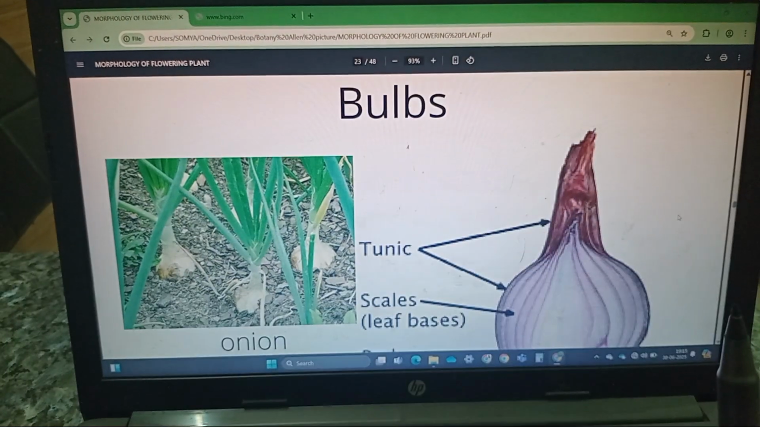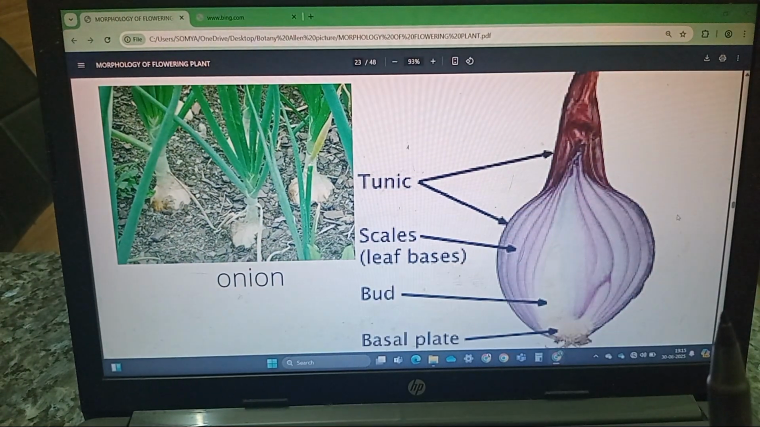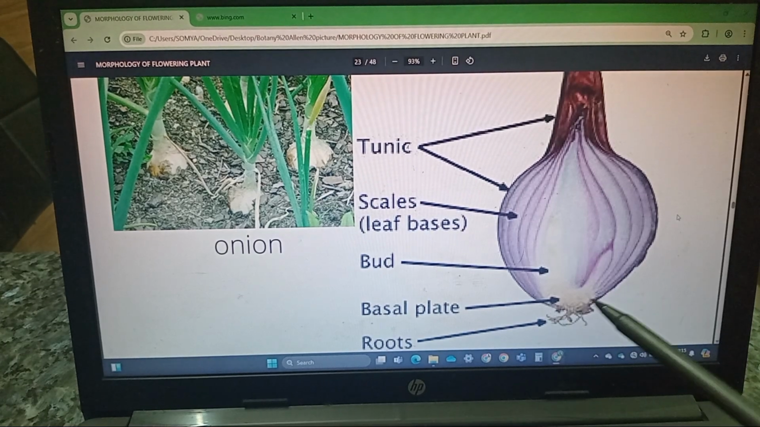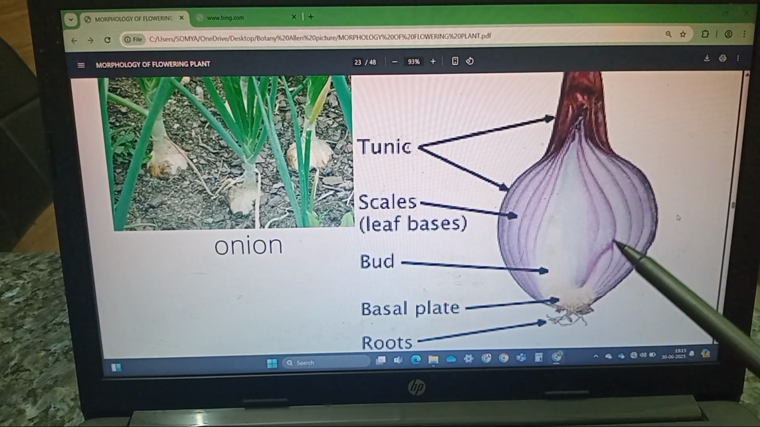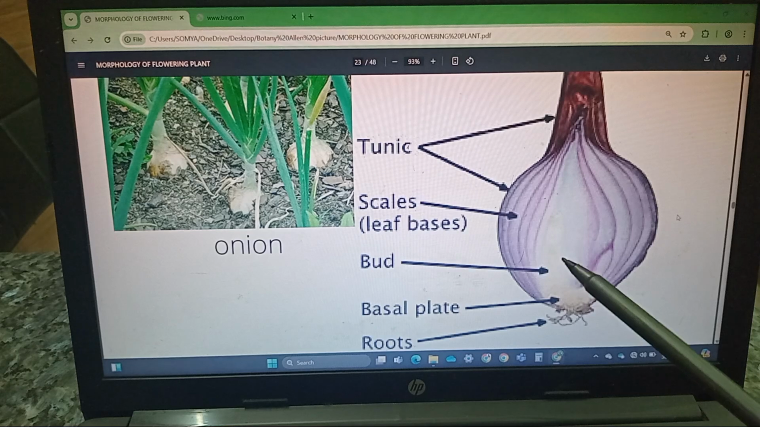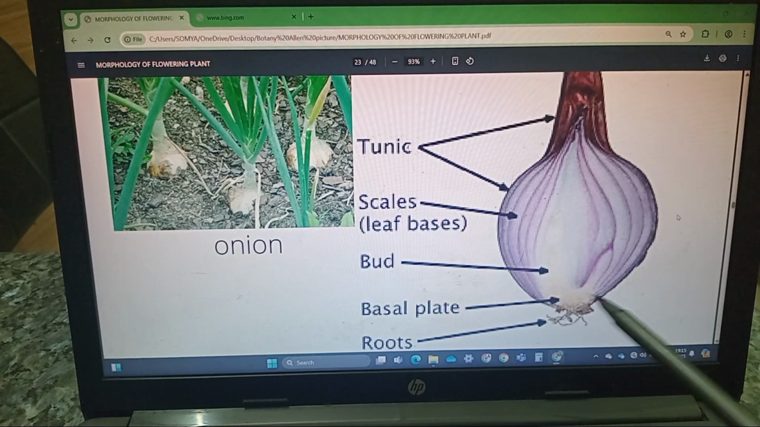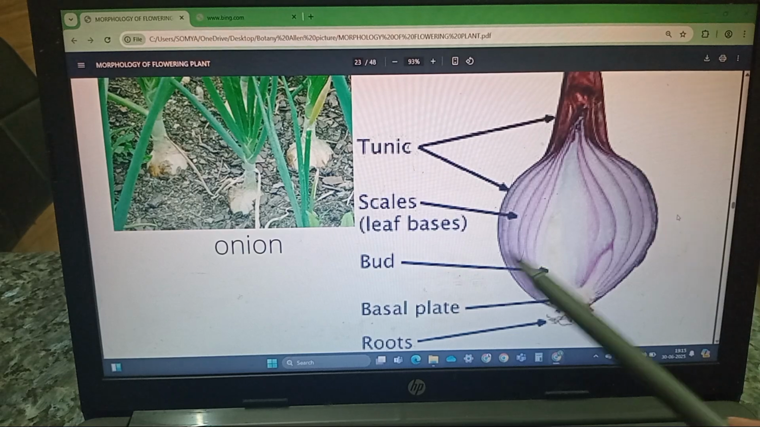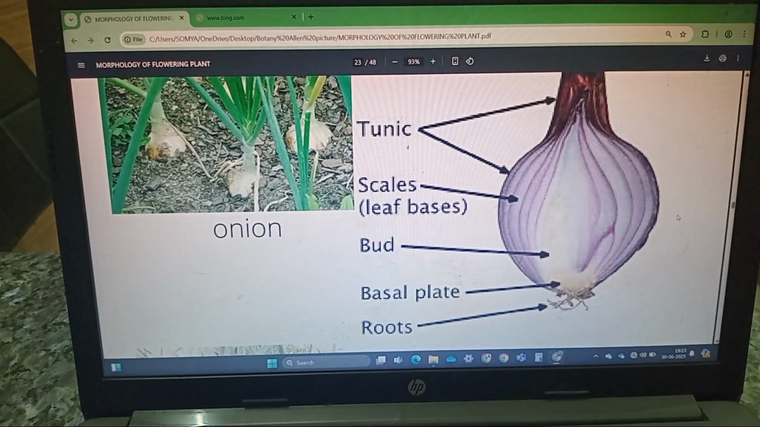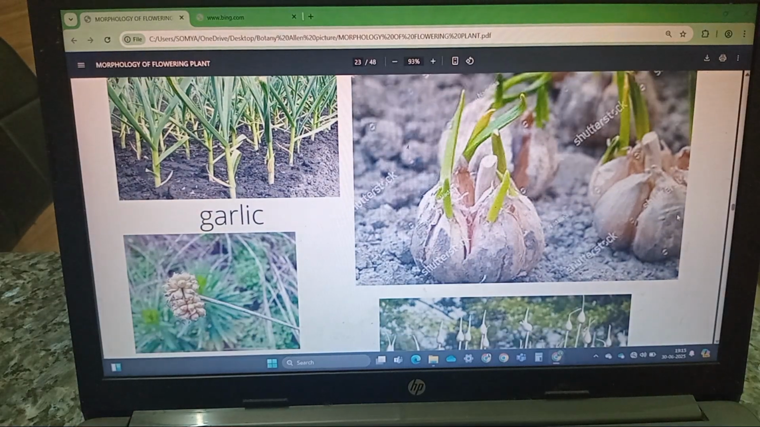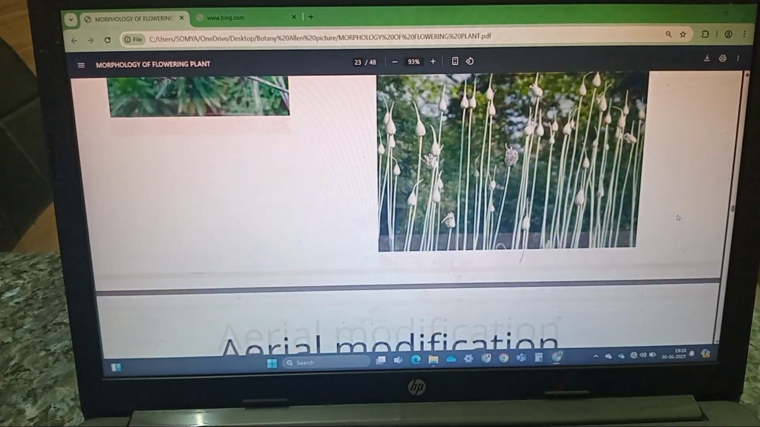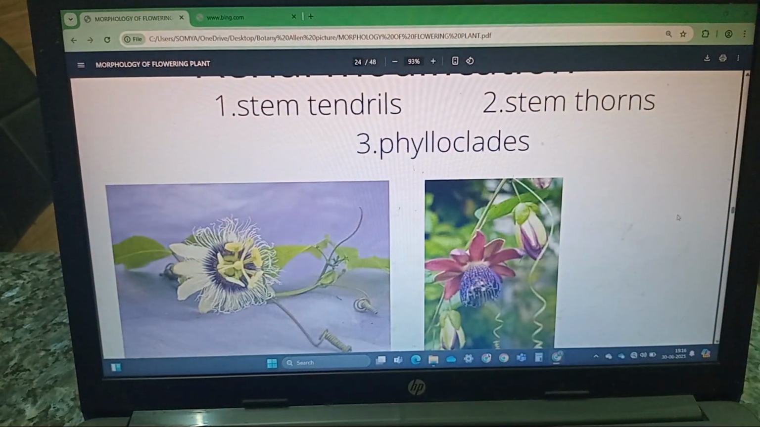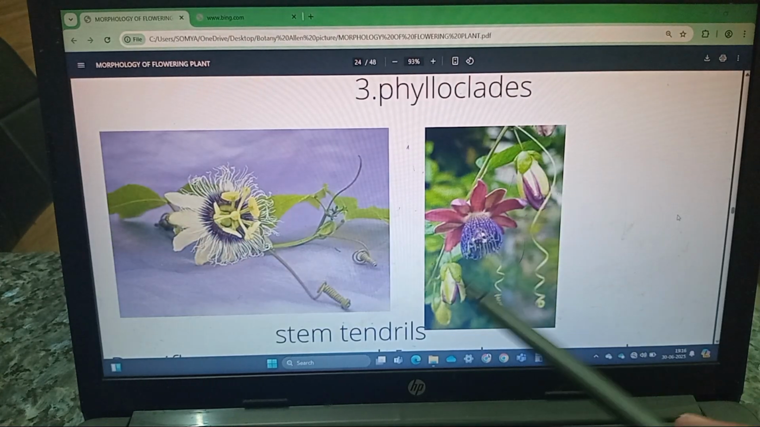This is another modification of the stem and the leaves called the bulbs. In bulbs, the stem is modified. It is just a flattened structure. There are roots, and the leaves are modified for the storage of the food. So this is a modification of both stem and the leaves. The stem is just rudimentary, and the leaves are storing the food. This is found in garlic, and here this is the garlic. Garlic and the onion are examples of bulbs.